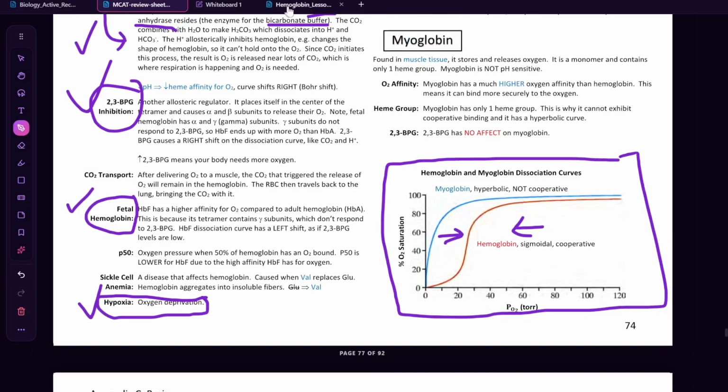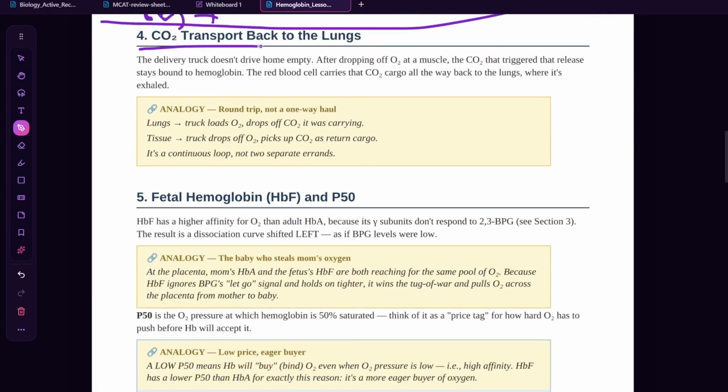And now we are on CO2 transport. So CO2 transport is back to the lungs. So the delivery truck doesn't drive home empty.